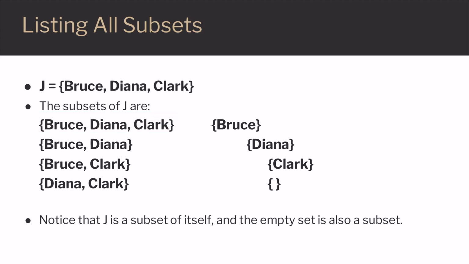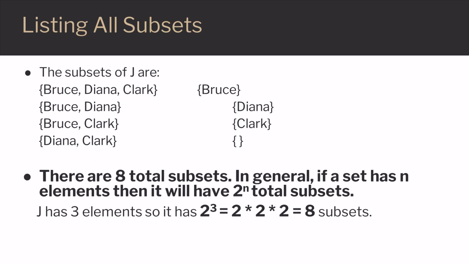Next, we go through all possible combinations of the three elements. And don't forget to add the empty set to your list. There are 8 total subsets. In general, if a set has n elements, then it will have 2 to the n total subsets. In our case, J has 3 elements, so it has 2 to the third power, which equals 2 times 2 times 2, or 8 subsets.